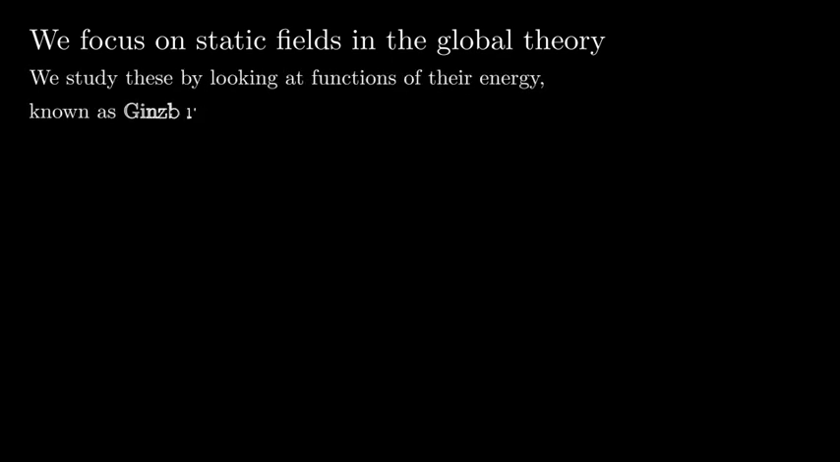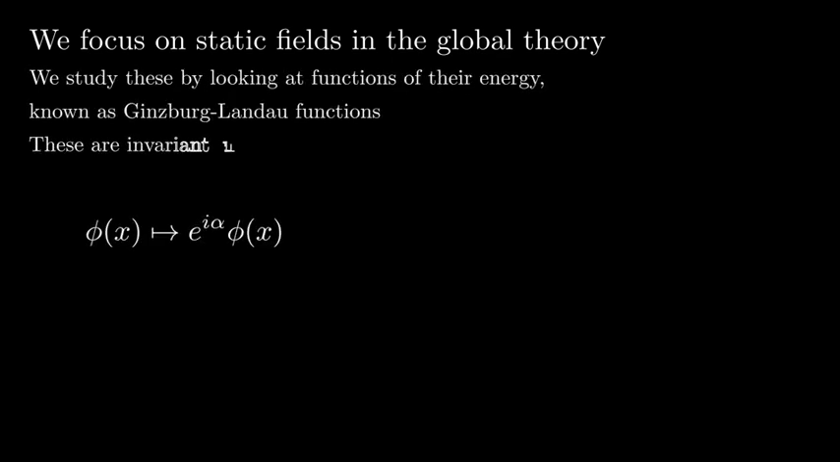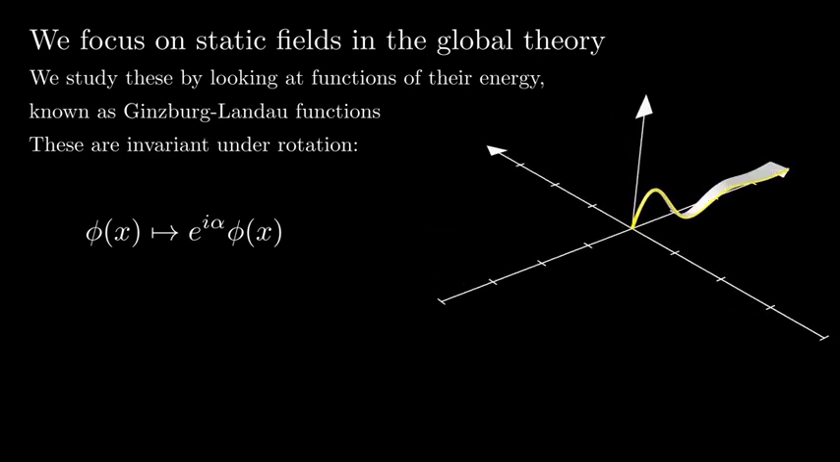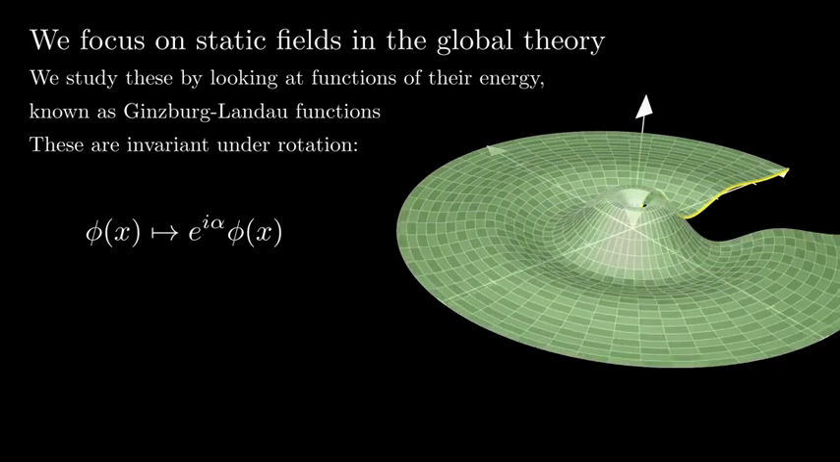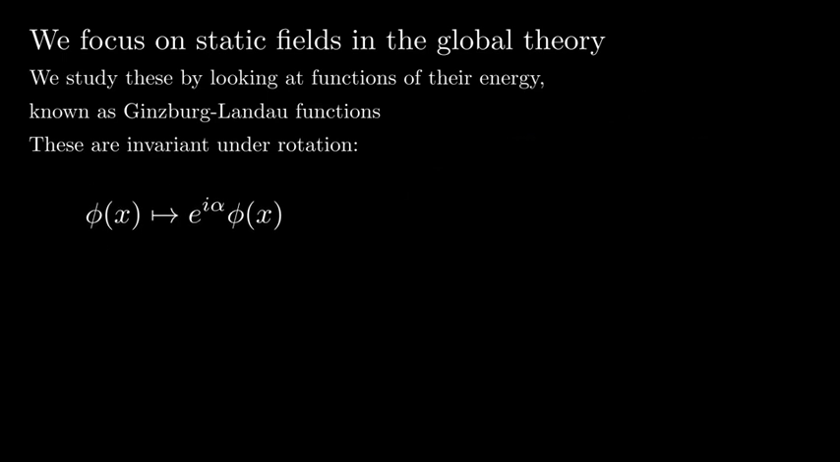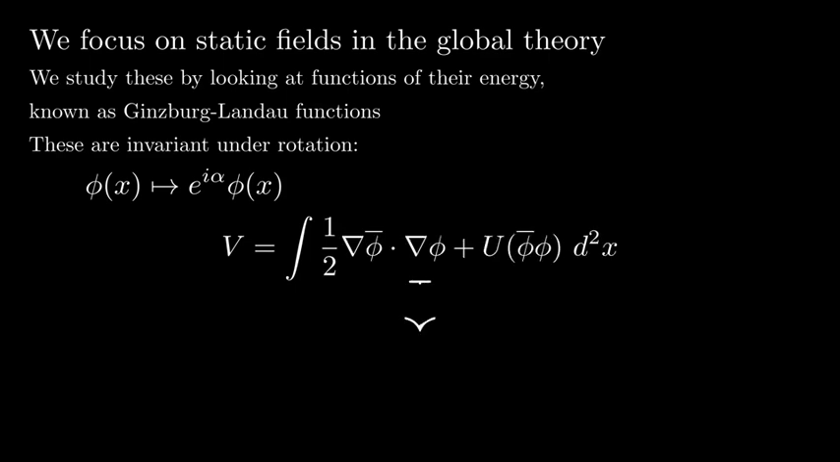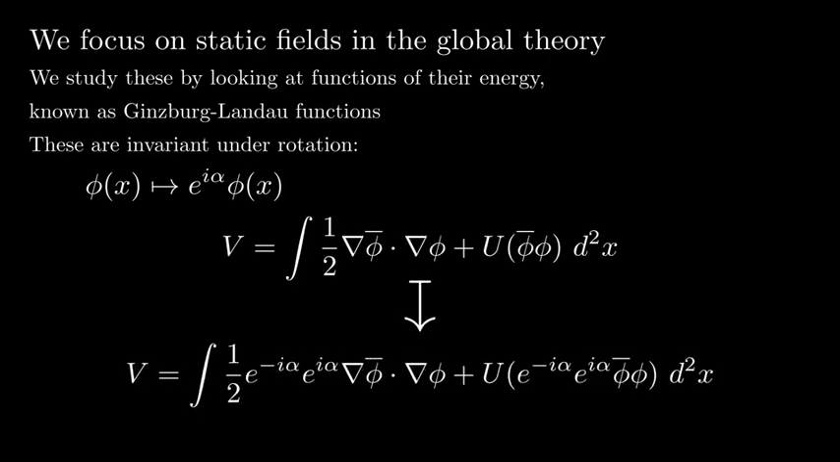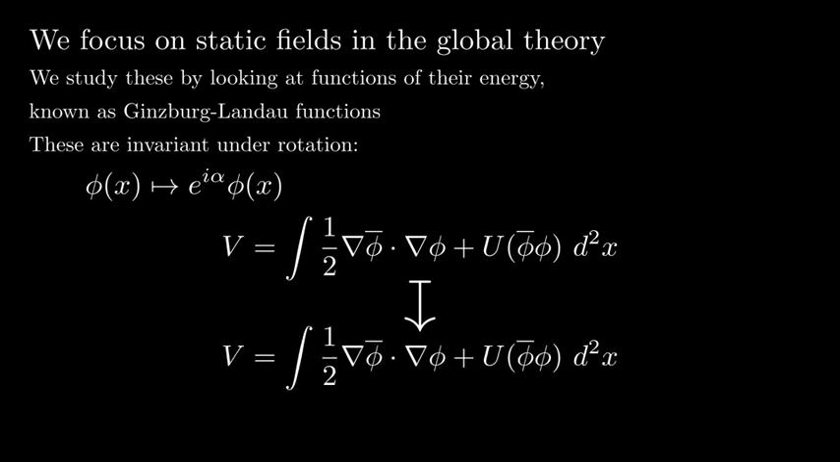We study these by looking at functions of their energy known as Ginzburg-Landau functions. These functions are naturally invariant under rotation, which means that if you have one solution, rotating it around the z-axis will give you a whole family of solutions. We can see this by mapping phi of x to e to the i alpha phi of x and observing how the e to the i alphas cancel, so the invariance is within the equations themselves.